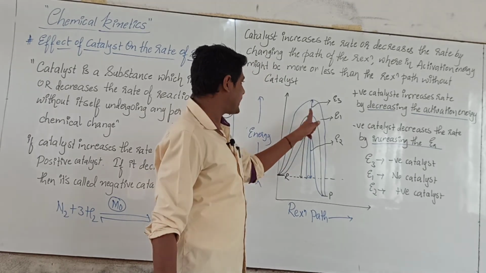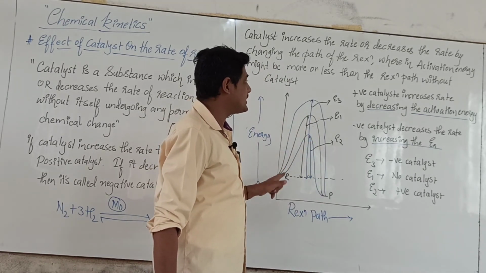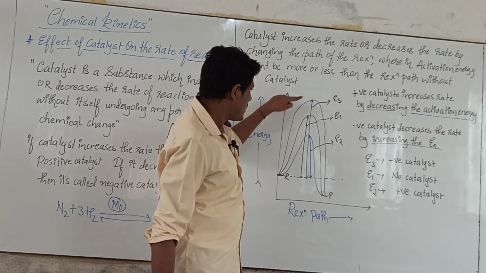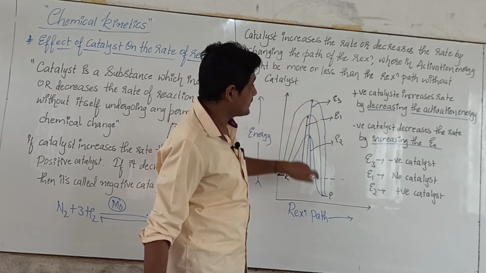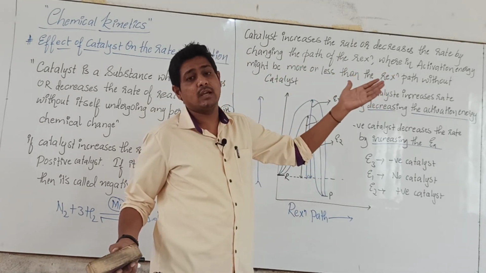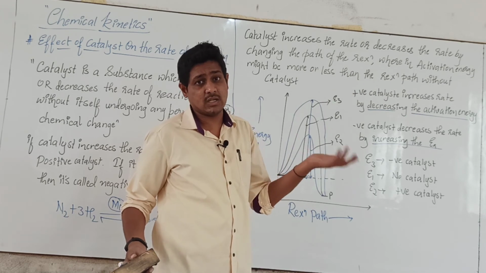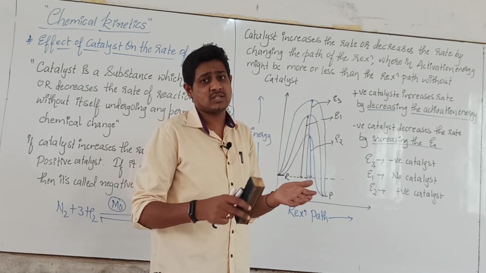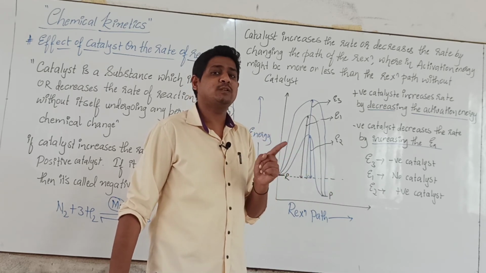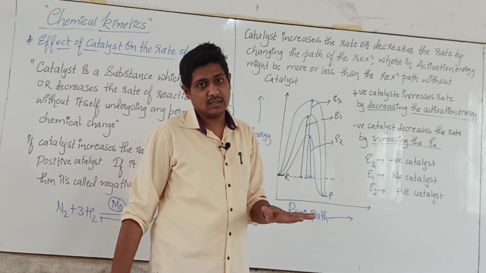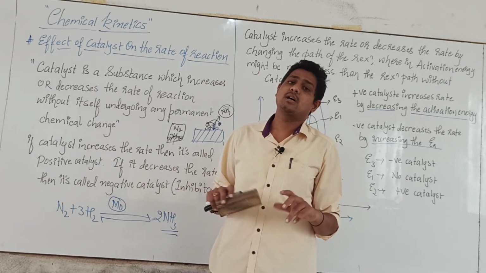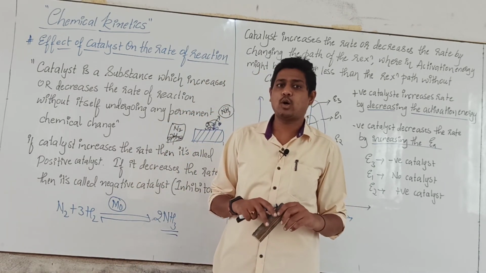So negative catalyst decreases the rate of reaction. If you compare to the normal reaction wherein no catalyst is there, when I use a negative catalyst, what will happen? The activation energy becomes high. When the activation energy is large, obviously we have to supply more energy. So when we keep on supplying energy, definitely the reaction will take more time. Therefore the rate of the reaction will decrease. Okay, so this is all about how a catalyst affects the rate of reaction.